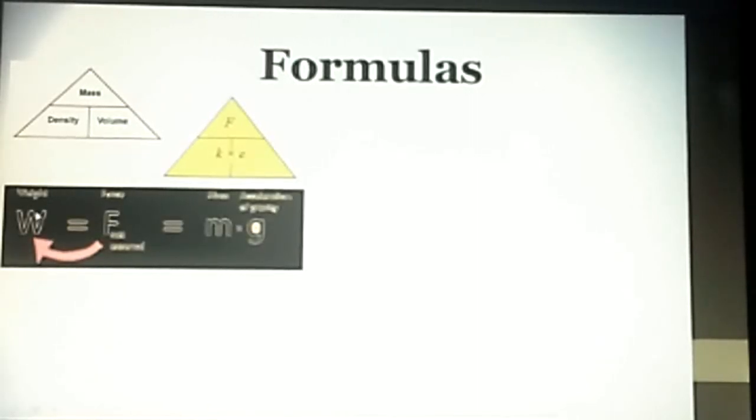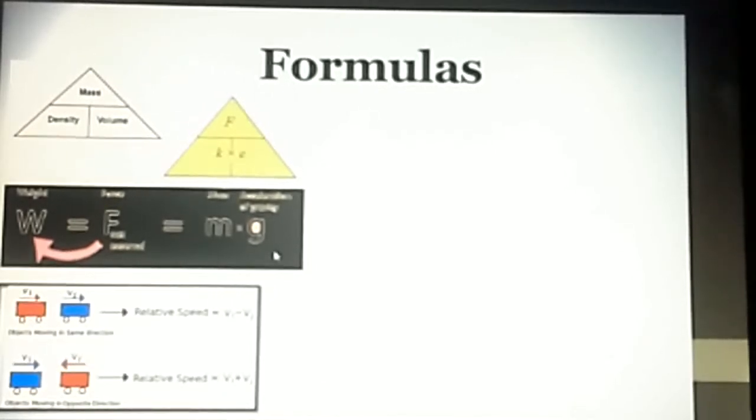Then weight would be equal to mass times gravity, which you could also say volume times density times gravity, as volume times density is equal to mass. This is to work out the upthrust and Archimedes' principle. Then the other one is the relative velocities. If they are moving in the same direction, it is velocity 1 minus velocity 2, and if they are moving in opposite directions, it is velocity 1 plus velocity 2.